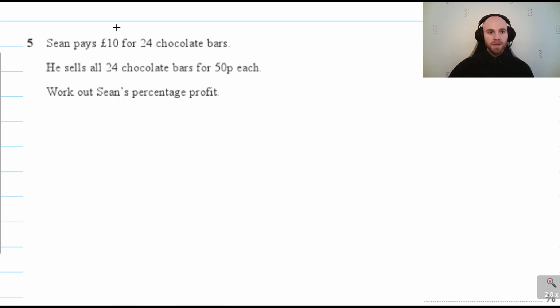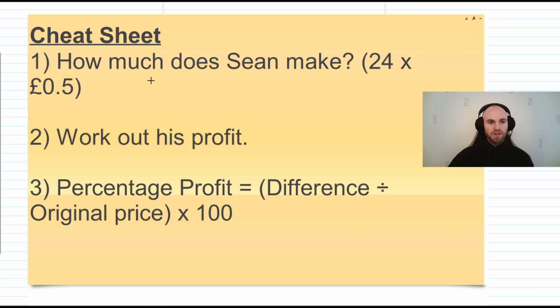Okay, question 5 now. Sean pays £10 for 24 chocolate bars. He sells all 24 chocolate bars for 50p each. Work out Sean's percentage profit. So if we just quickly go to the cheat sheet, we're going to ask the question, well, how much money does Sean make by selling these bars? We're going to work out his profit. Remember, he paid £10 at the beginning and he's sold them for an X amount, so we need to work out the profit. But when we work out the percentage profit, it's going to be the difference divided by the original price, and then we're going to multiply this by 100.